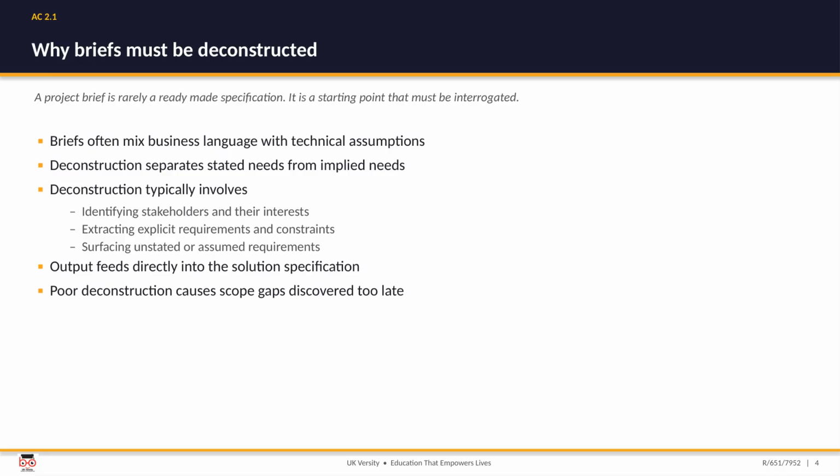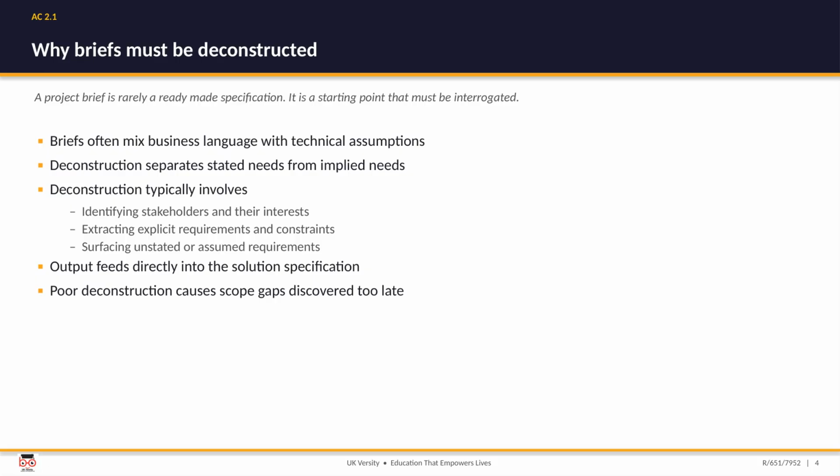A project brief is almost never a finished specification. Think of it as an opening statement of intent, something you have to interrogate rather than simply build from. Briefs tend to blend business language with hidden technical assumptions, so the architect's job is to separate what has been clearly stated from what is only implied. That means identifying the stakeholders and their interests, pulling out the explicit requirements and constraints, and surfacing the unstated needs nobody has written down. Get this wrong and the scope gaps only reveal themselves late, usually when they are expensive to fix.